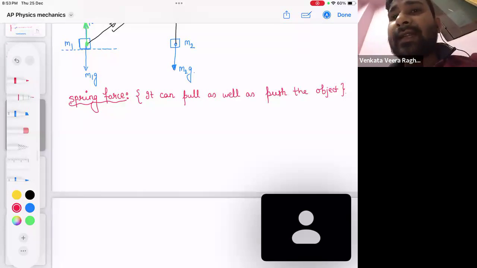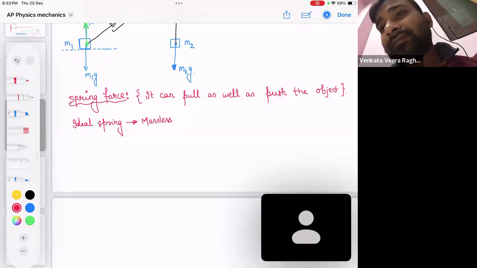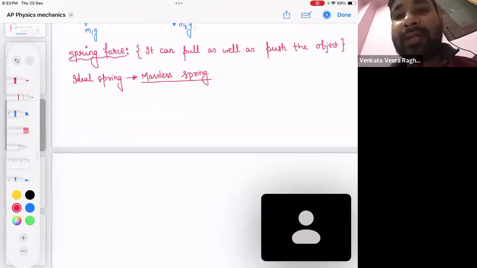Clear? And again, ideal spring means what? Ideal spring means massless spring. Okay? Inextensible, so I cannot say that the spring is not getting extended. What is the purpose of a spring then? So ideal spring means the massless spring. Now I need to check whether this spring is elongated or compressed.